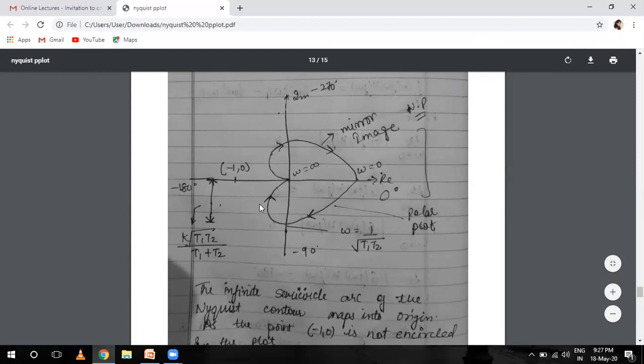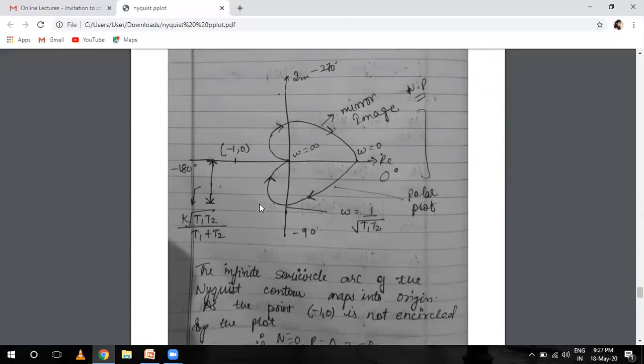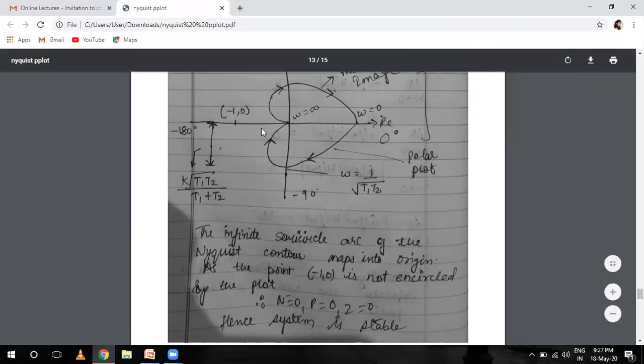The infinite semicircle arc of the Nyquist contour is mapped into the origin, and N equals 0, P equals 0, Z equals 0. And this point minus 1, 0 lies outside of the polar plot, so the system is stable.